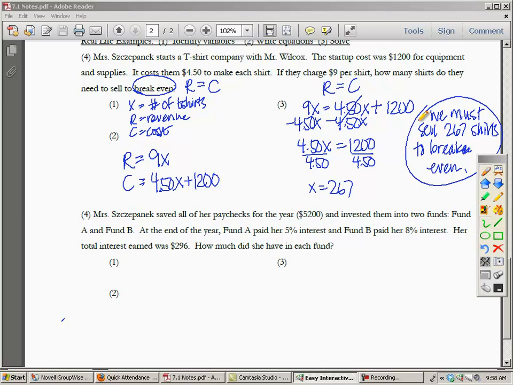Things to keep in mind. So that's the first problem that we're working on. And again, it's the idea of breaking even. Please make sure if you don't understand breaking even, you ask, because we will have quite a few of those.